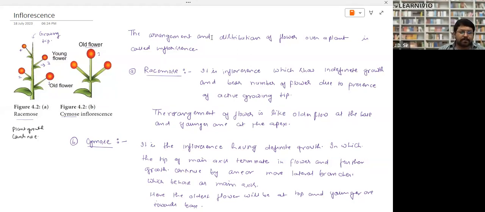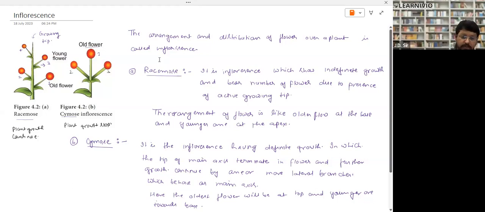In cymose, when flowering comes, the plant growth stops. Why? Because the apical bud converts into flower and the growth stops, right? The oldest flower will be at the top. That is the basic difference. So first this flower will come, then the second and third flowers respectively. In racemose, the inflorescence shows indefinite growth and bears a number of flowers due to the presence of an active growing tip.